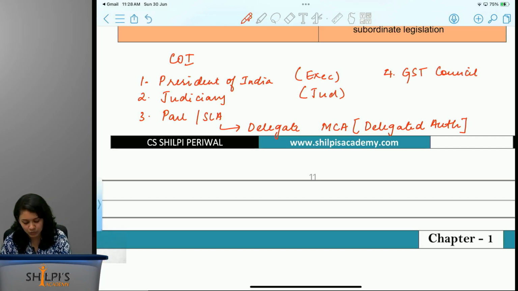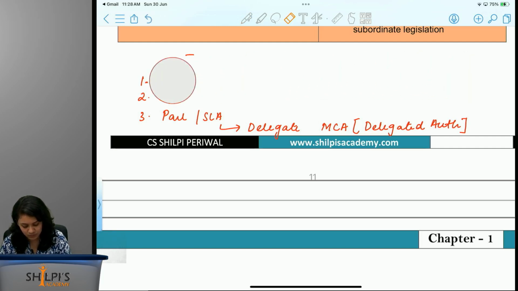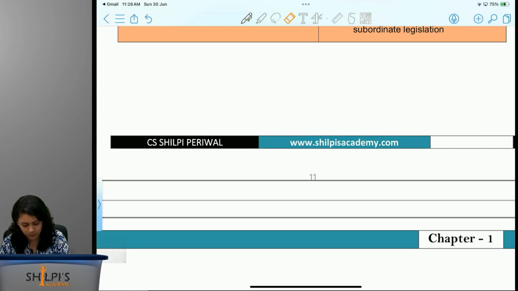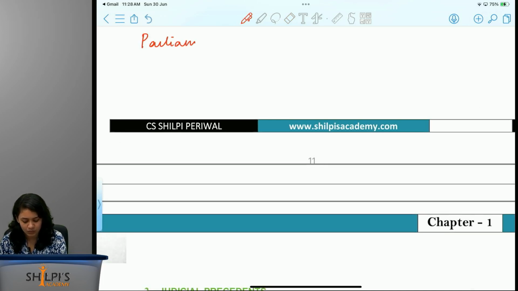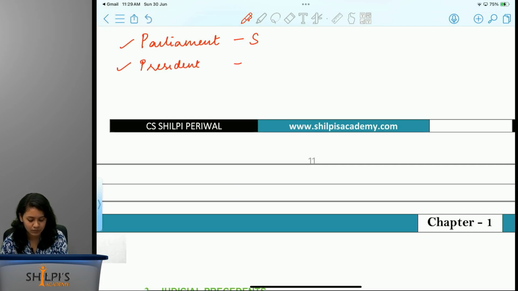So let me give you more examples of these things. Parliament makes law, is it supreme legislation or delegated legislation? We call that supreme legislation. Any order passed by the President of India? Supreme legislation.